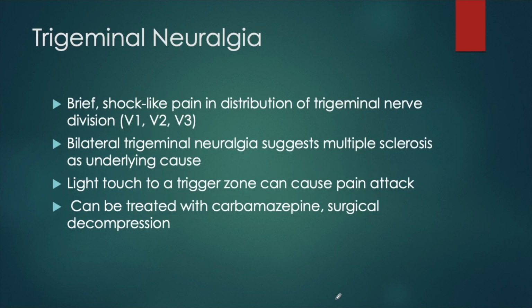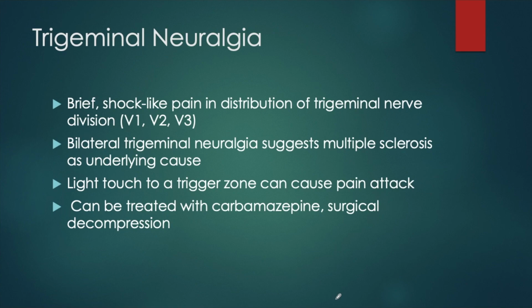Trigeminal neuralgia is brief electric shock-like facial pain in one or more divisions of the trigeminal nerve. Trigeminal neuralgia can be a presenting sign of multiple sclerosis. Bilateral trigeminal neuralgia is particularly suggestive of multiple sclerosis. The pain from trigeminal neuralgia can be triggered by lightly touching a trigger zone, or even from chewing, talking, brushing teeth, or from a cold wind.